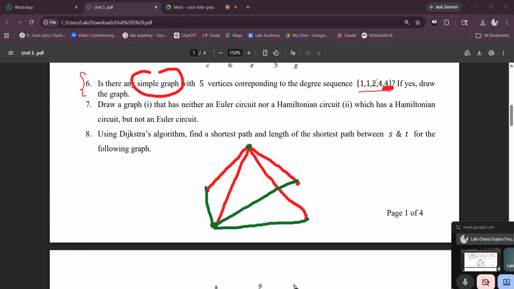But you can see one thing: only one vertex is at degree 2. Here two vertices are at degree 2, right? Three vertices at degree 3, 2, which is not possible. And two vertices at degree 1, 1. This is also not possible, right? So not possible.